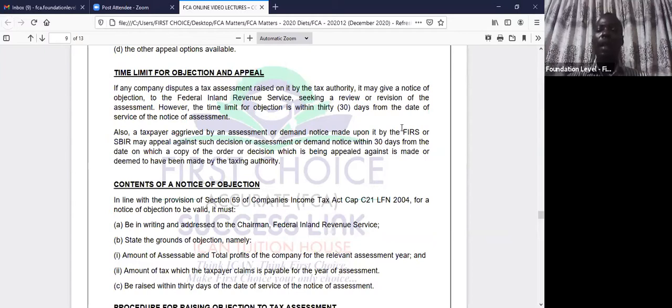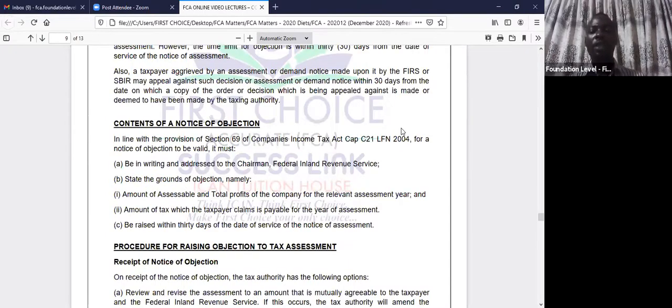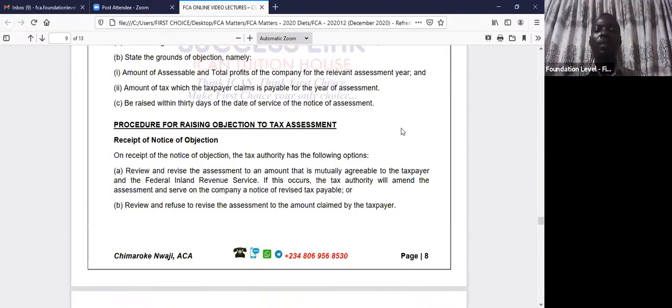Now, what will the FIRS do when they receive your notice of objection? Okay, when they receive your notice of objection, they are going to look at the additional assessment that they have given you again. Okay, they will look at everything in line with what you have just said. If you make a valid point and they find out that, oh, we've done that in error, they are going to amend the assessment and serve you a revised notice of assessment.